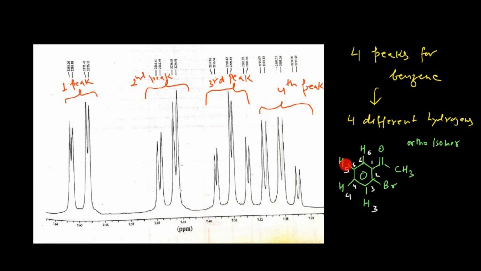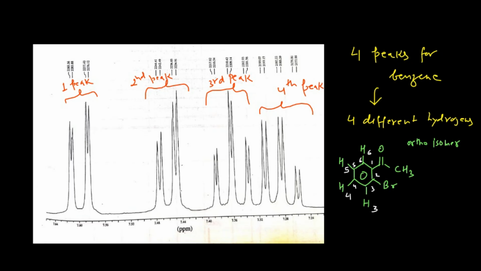Similarly, meta to this hydrogen is the carbonyl group, while meta to this hydrogen is the Br group. That means this is also different from this one. That's why I have marked this hydrogen as the different hydrogen H5. Similarly, this hydrogen in the ortho position has the acetyl functionality, while this hydrogen has the Br functionality. So all these hydrogens are different kinds of hydrogens. When they are different types of hydrogen, they will produce different peaks in the NMR spectrum. So you will get four peaks in the proton NMR spectrum.